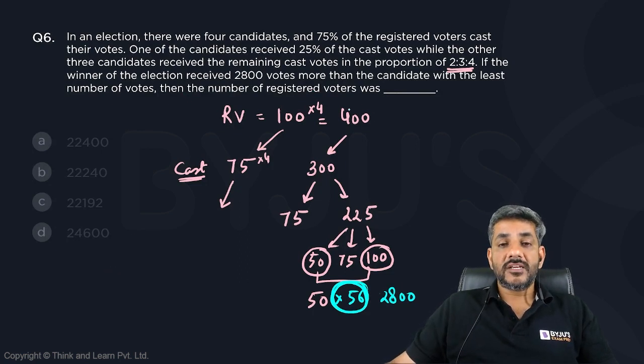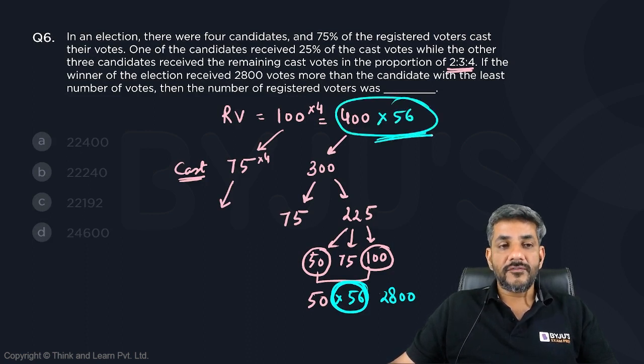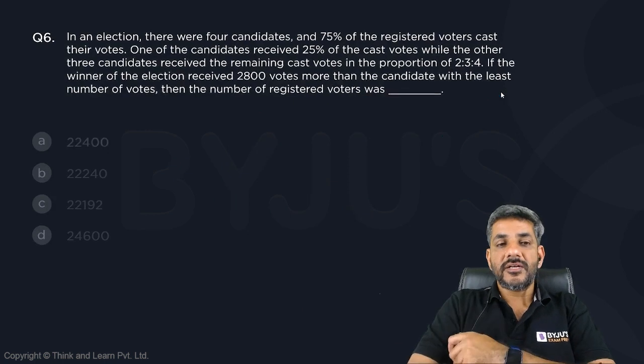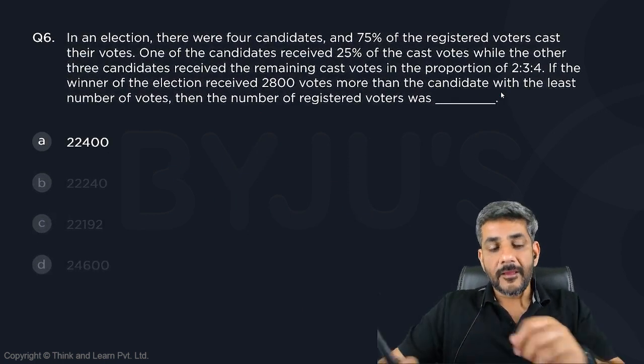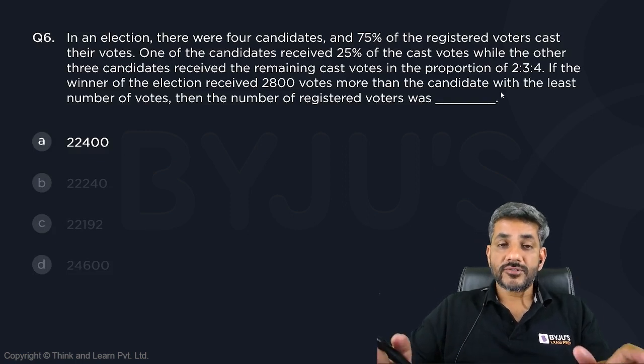So what is the number of registered voters? This would also be 56 times. 400 into 56 will give me 22400 as the answer. So therefore, for this particular question, my answer is option A, that is 22,400. I hope you have understood the solution.